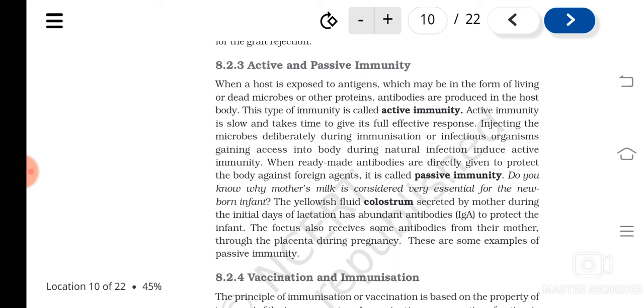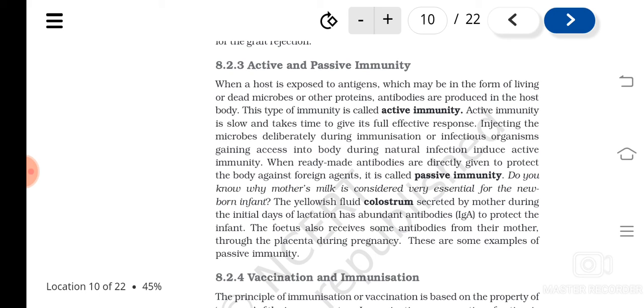The prepared antibodies will be directly injected, or anti venom. Venom means poison, snake's poison. Understood? If anyone has a snake bite, we cannot wait for our body to prepare the antibodies. So what can we do? We can give the anti venom. Understood? An already prepared one will be available, and that is directly injected into the body. So these are examples of what? Passive immunity, meaning ready-made antibodies are given.